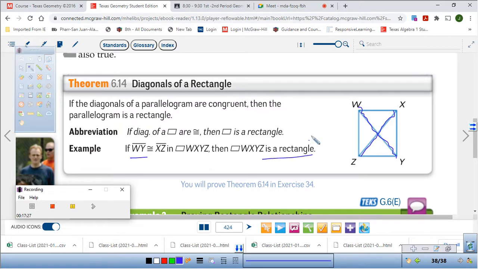And the cool thing, if it's a rectangle, guys, they're all 90 degrees. Opposite sides are parallel and congruent. Diagonals bisect each other. A lot of cool things happen here.